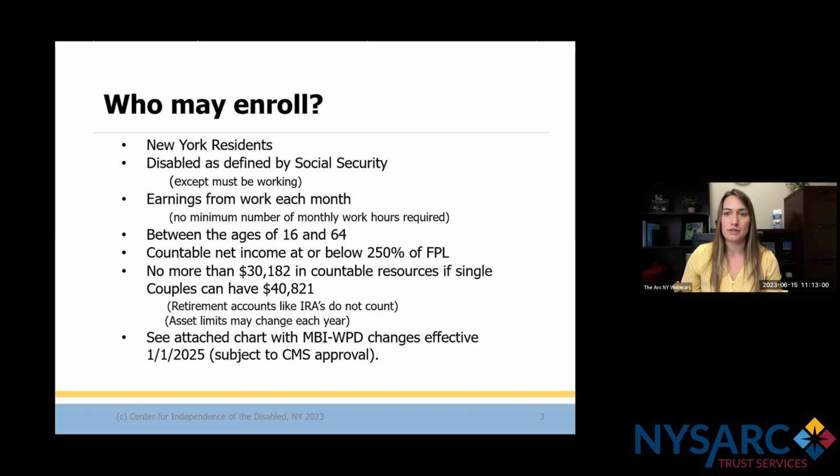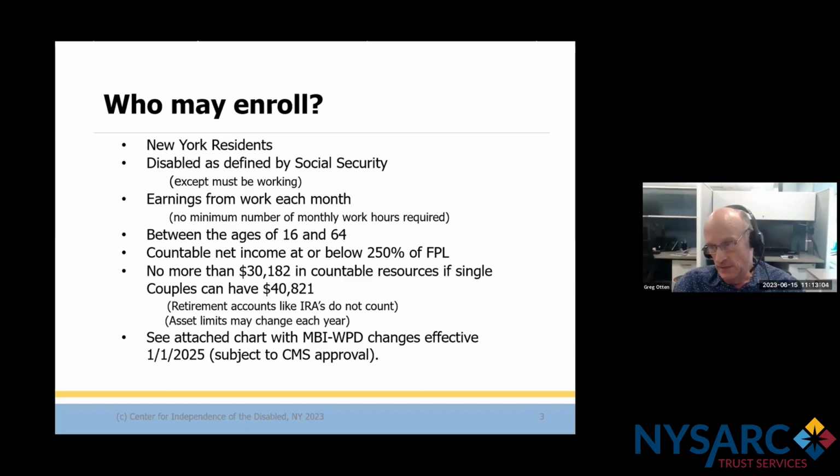Now that may change, and I'll go into that in a second. They may eliminate the upper age limit. Countable net income at or below 250% of the federal poverty guidelines, and I'll go through this in more detail in a little bit. The resource limits are the same now as regular Medicaid. All the income and asset limits have been increased this year for regular Medicaid as well.